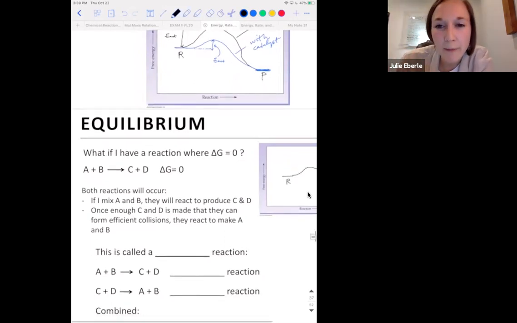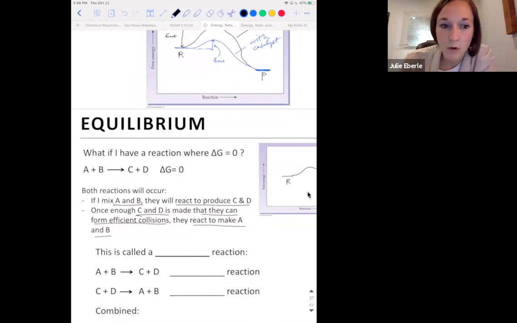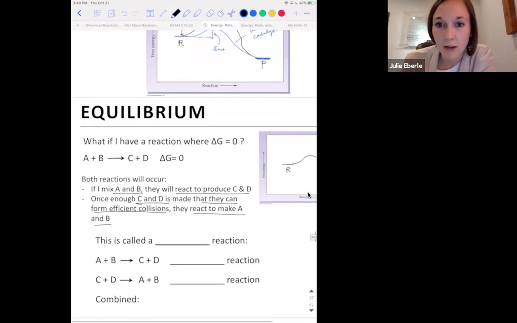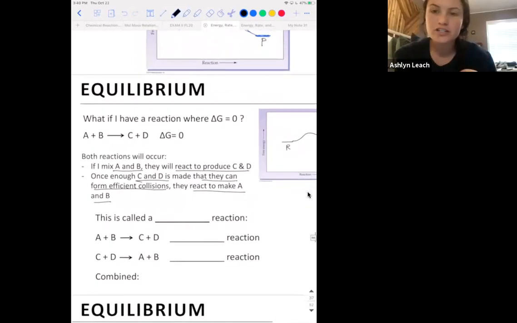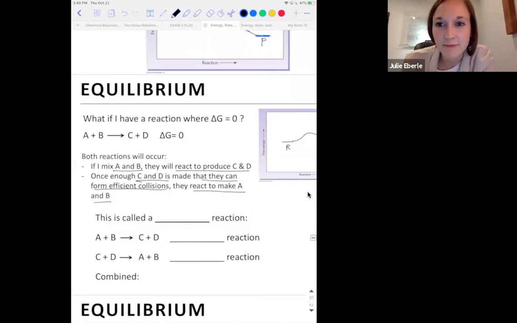But what will also happen in this situation, because it's not energetically more favorable, is that if A and B mix, like I just said, they'll produce C and D. But once C and D are made, they can form efficient collisions too. They can react and make A and B. Whoa, didn't know that could happen, right? So it just goes back and forth.